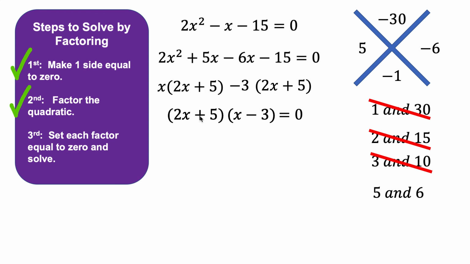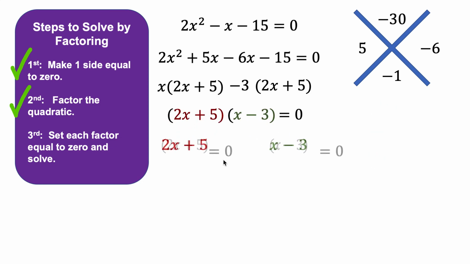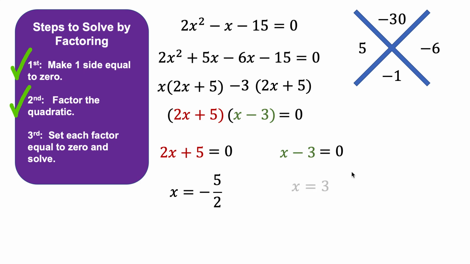Third step, once we have it factored and equal to 0, now we're going to split it. Color coded so you can kind of see where they came from. 2x plus 5 equals 0, so you subtract 5 and then divide by 2. It's a two-step equation. Hopefully you can handle that. So it's going to be negative 5 over 2. And then x minus 3, so you're going to add 3 to both sides. X equals 3, and you are done.